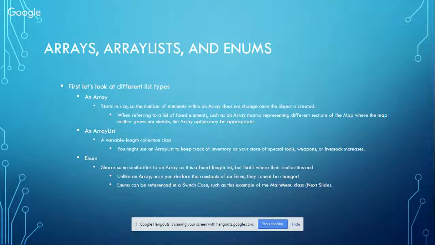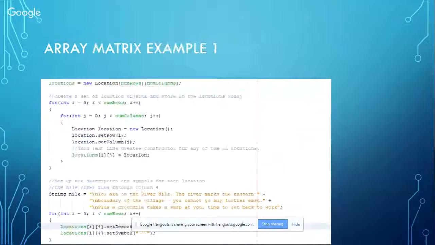An enum shares some similarities to an array, as it is a fixed length list, but that's where the similarities end. Unlike an array, once you declare the constants of an enum, they cannot be changed. Enums can be referenced in the switch case, and we're going to give an example of the map here. You can see where the location for the map has one list here and a second list here. So number of rows, number of columns, and each of those is going to have a value of 5. Now we create these loops in order to manage those functions, manage those locations. Let's go to the next page.